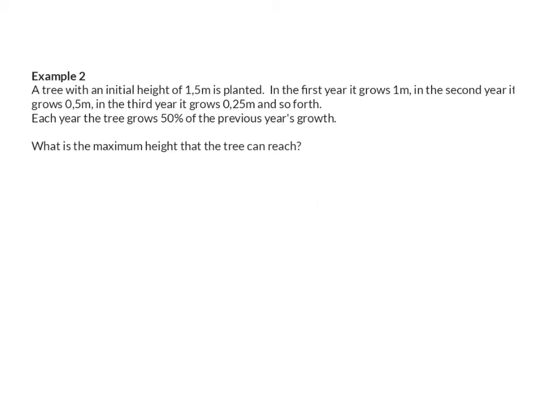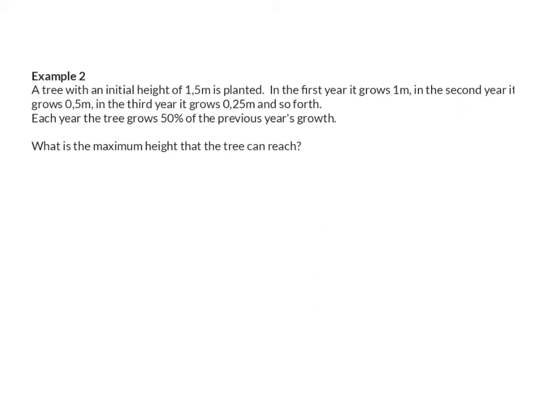Example 2. A tree with an initial height of 1,5 meters is planted. In the first year, it grows 1 meter. In the second year, it grows 0,5 meters. And in the third year, it grows 0,25 meters, and so forth. Each year, the tree grows 50% of the previous year's growth. What is the maximum height that the tree can reach?